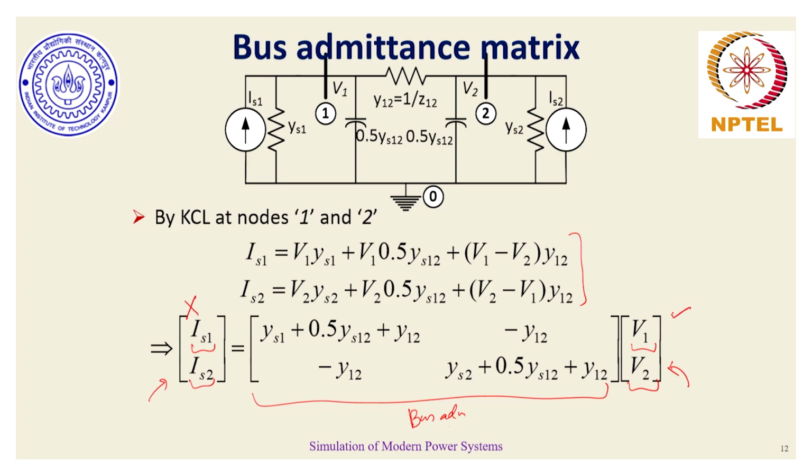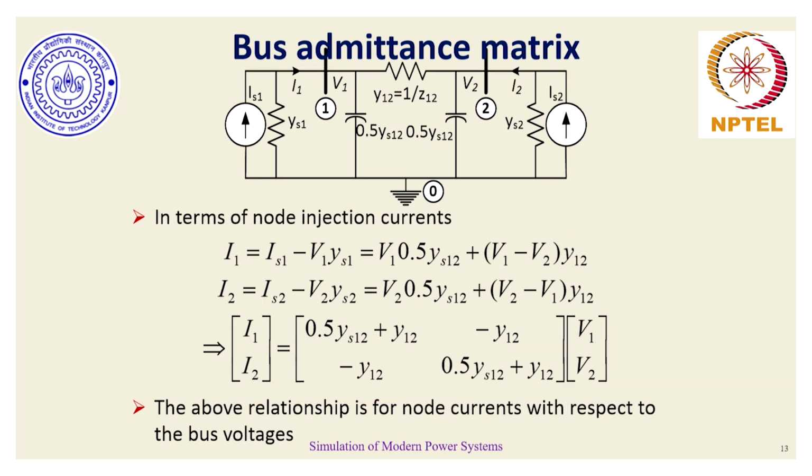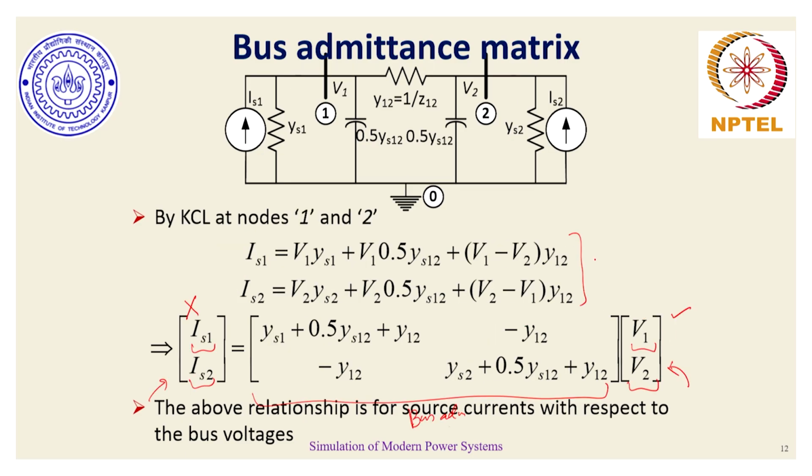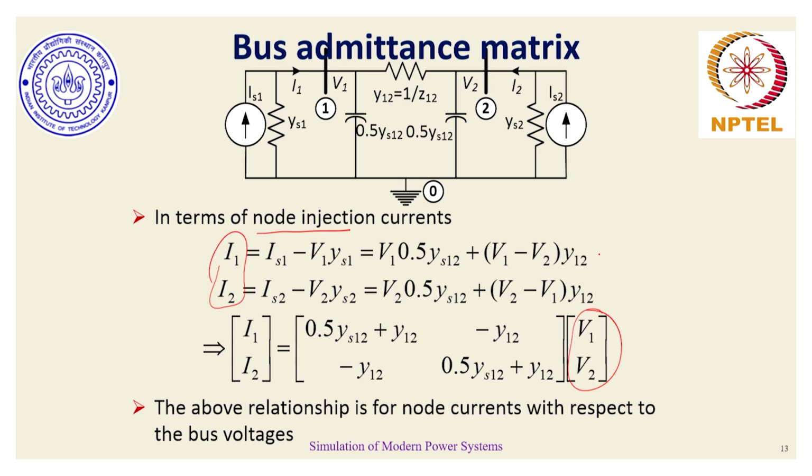Bus admittance matrix is not a correlation of source currents in terms of voltages, rather it is a correlation of bus currents or node currents, which are I1 and I2, in terms of V1 and V2. So from this expression, if we now try to get I1 and I2, we essentially get this as our mathematical form. And what do we see here?